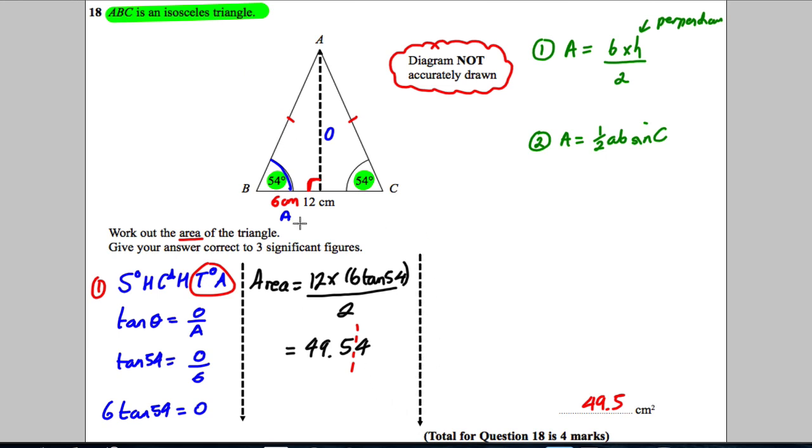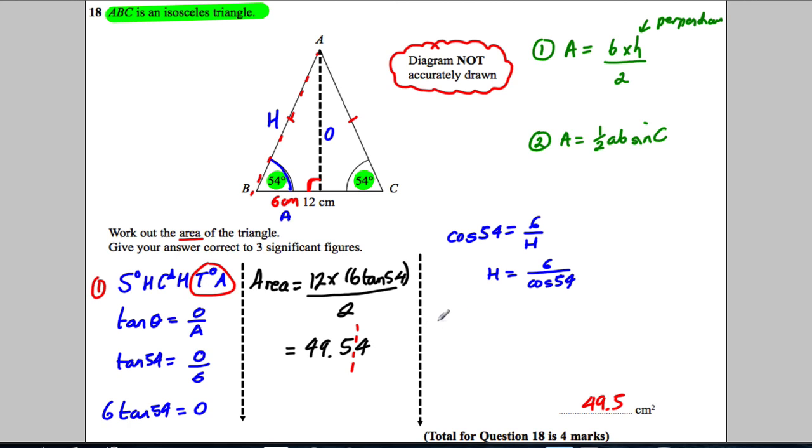The other way of doing it is you could have used SOHCAHTOA to work out this length here, if you wanted to. So you could have wanted to work out the hypotenuse there, and you had h, so you could use CAH. So you would have said that cos 54 is equal to 6 divided by h. And you could have rearranged that to say h is equal to 6 divided by cos 54. So that was your h.